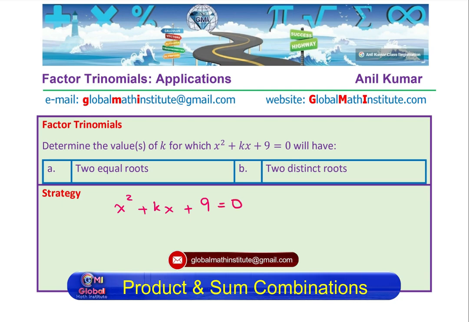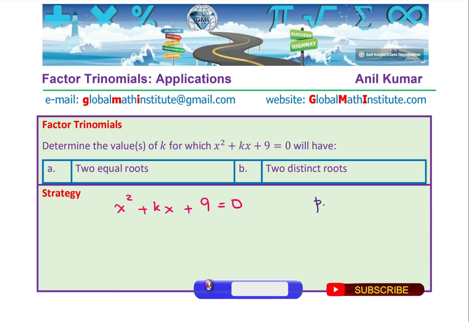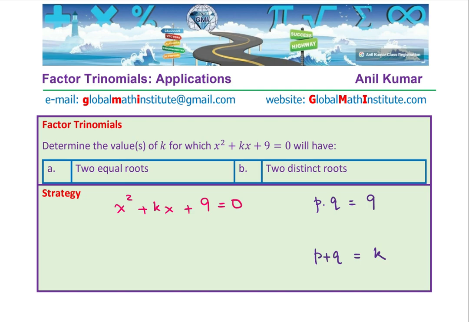Now the product of two numbers which we are looking into are what? Let the two numbers be p and q. We are looking for their product to be 9 in this case. And the sum of p and q is all possible values of k, correct? So I hope that makes sense. It says determine the values of k for which this equation will have two equal roots or two distinct roots. So basically, we need to see what two numbers when multiplied can give you 9.